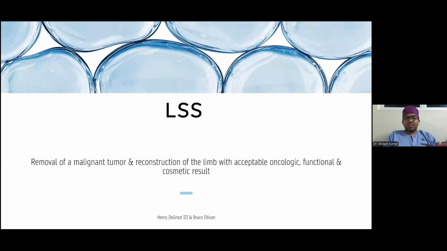Now, limb salvage surgery can be defined as a form of surgery where we go in and remove a malignant part of the bone containing the tumor, and we reconstruct the limb with an acceptable oncologic, functional, and cosmetic result.